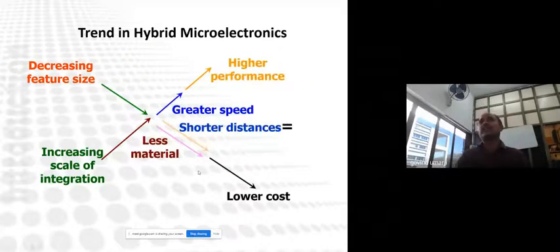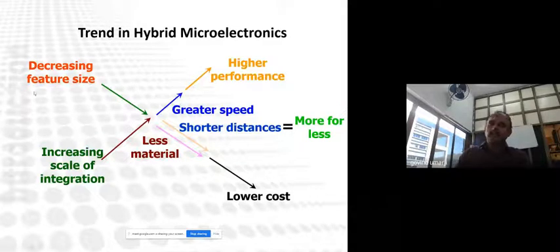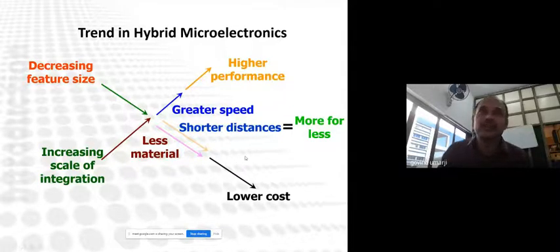So what are the trends in hybrid microelectronics? See, the current microelectronics needs decreasing feature size, then increasing scale of integration with less material to be used, and the outcome will be greater speed and high performance at lower cost. That is, something more is required from something less. That is the current trend in hybrid microelectronics.